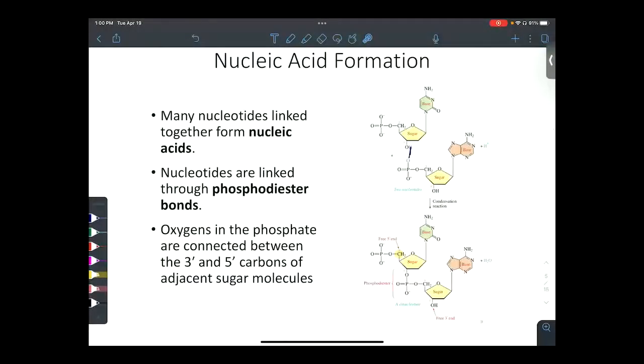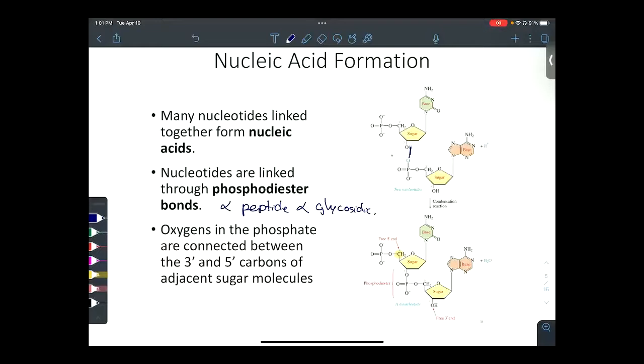So in this case, phosphodiester bond is analogous to a peptide bond, right? When we talked about amino acids, and that is analogous to a glycosidic bond when we talked about sugars. So recurring themes. All right, so we put a bunch of these nucleotides together. We form our nucleic acids.